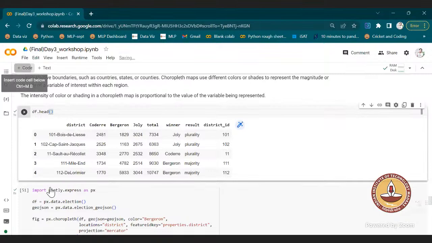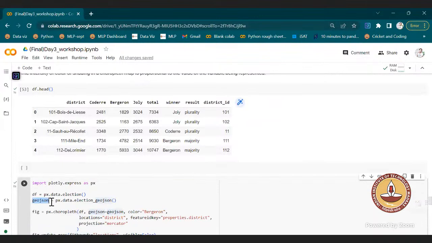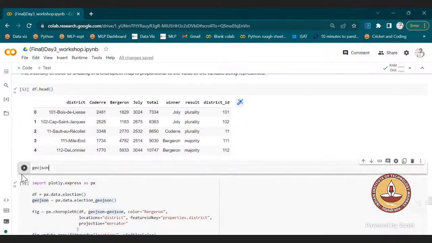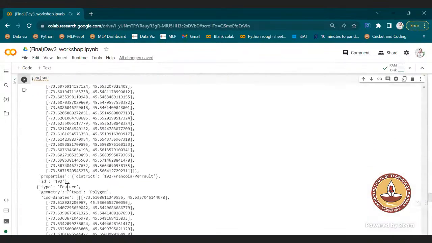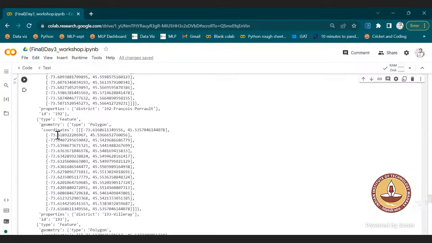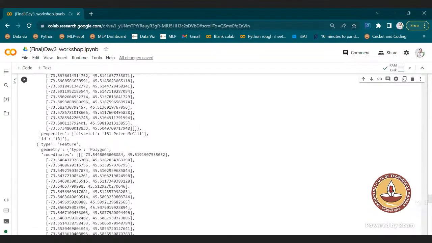My system is hanging. You just see, I have to run this now. See here what all things are here. You have district, their IDs, and their geometries and all, the typical latitude, longitude, and all these things. Actually, my system is hanging a lot.